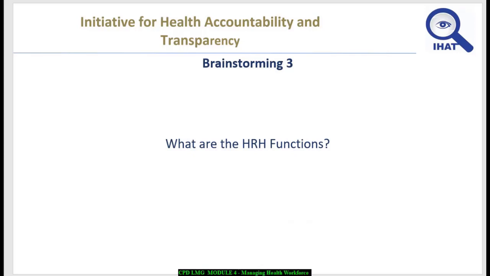Another area we will also want to look at is what are the HRH functions. In like manner, you may also need to take notes down on the keywords of your understanding of what HRH functions are.